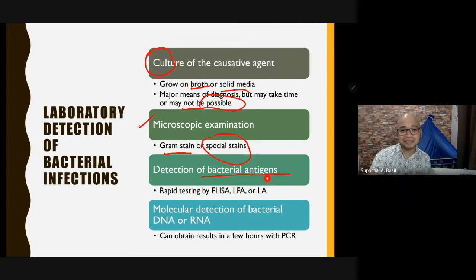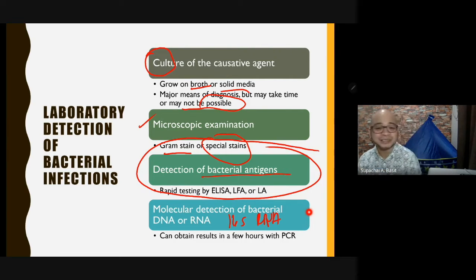And of course, nowadays, molecular techniques give us a more specific way of determining the DNA or RNA structure by determining the 16S RNA of the bacteria. We can even speciate the bacteria and even discover new species for that matter. Through PCR, or polymerase chain reaction, results could be obtained in a few hours. However, for this particular session, we will be focusing mostly on the detection of bacterial antigens.